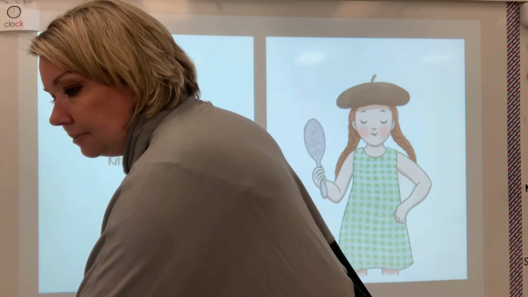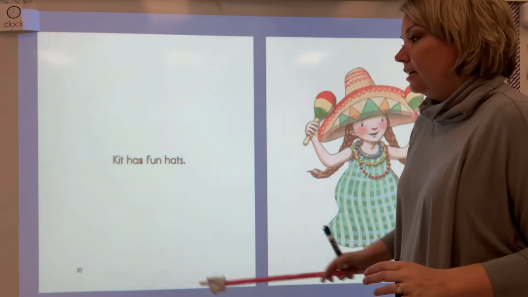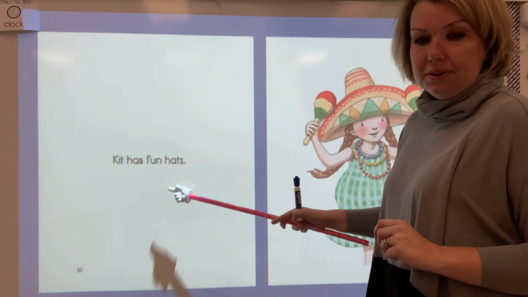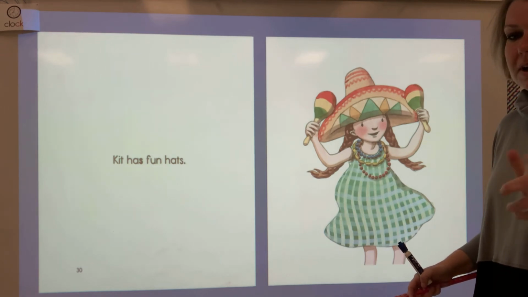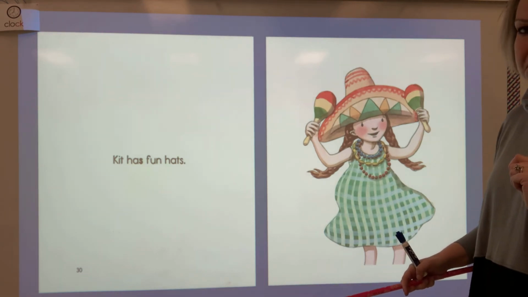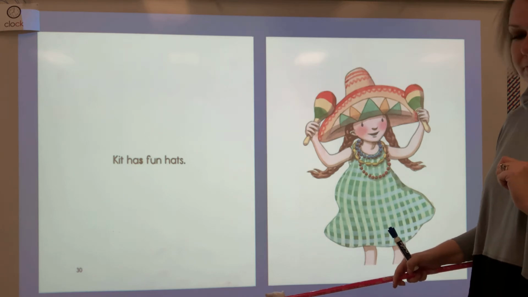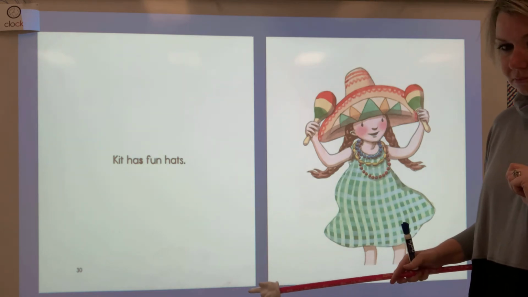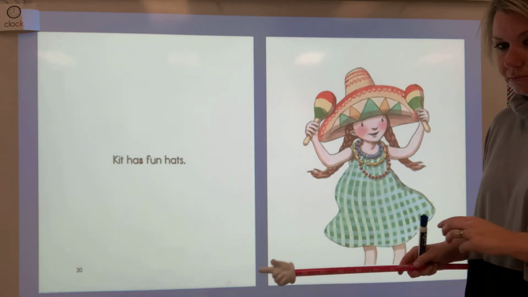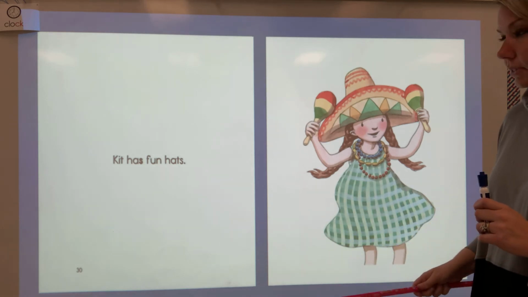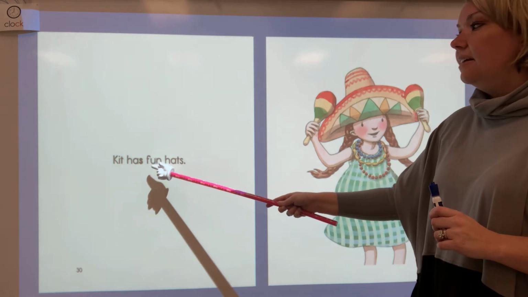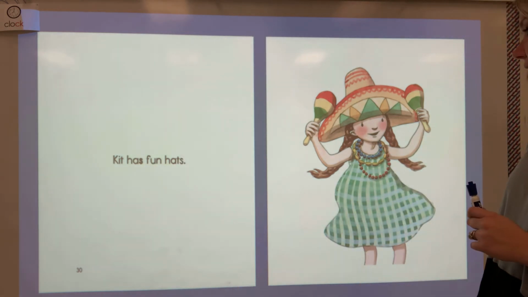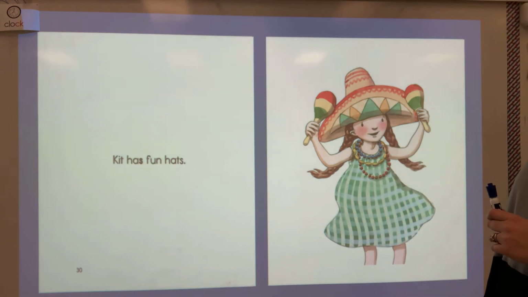All right. Who can read this page? This is our last page in the story. Russell, go ahead and read this page for me. Kit has fun hats. Great job. That does look like a fun hat.